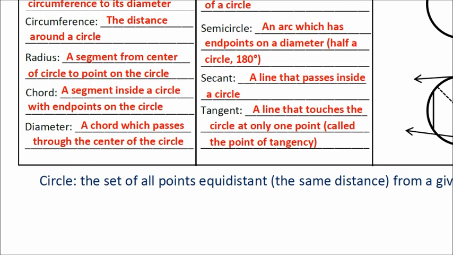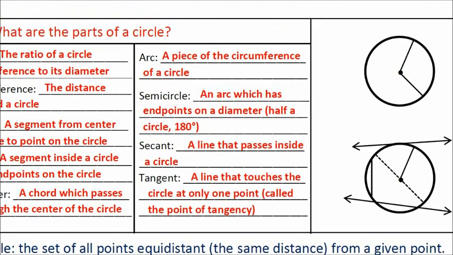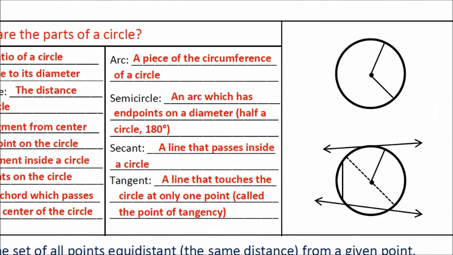A circle is the set of all points equidistant. Equa means equal, so equidistant means the same distance. So the set of all points the same distance from a given point. So all the points that are the same distance away from a particular point, and that particular point actually is called the center of the circle.